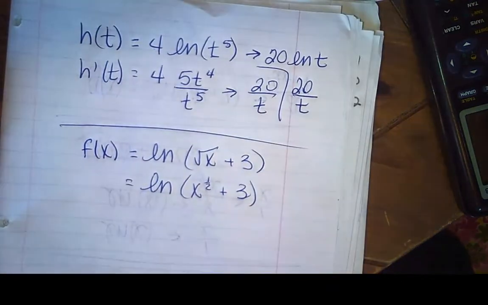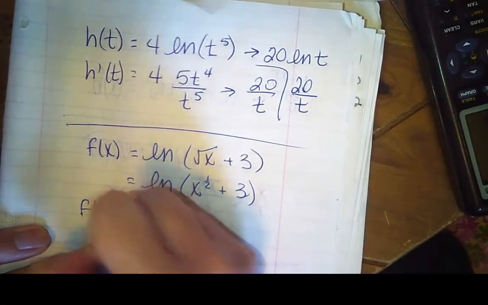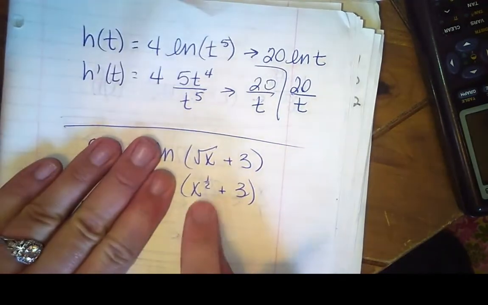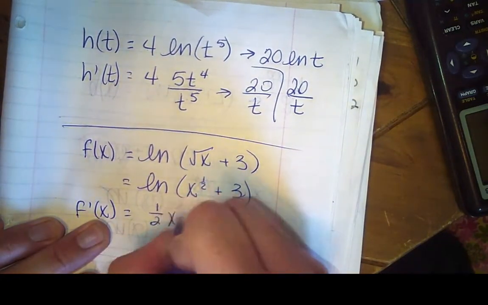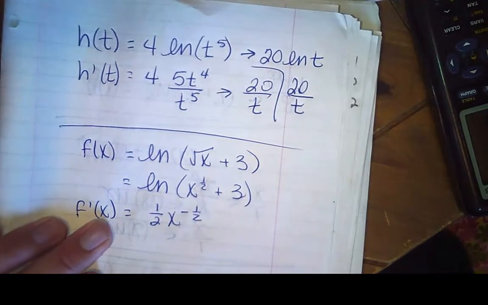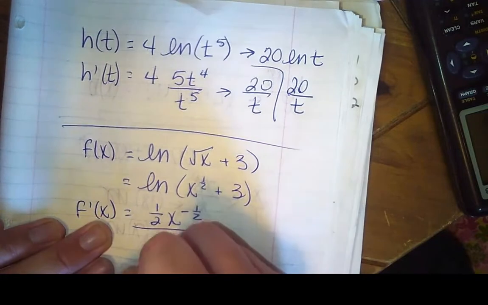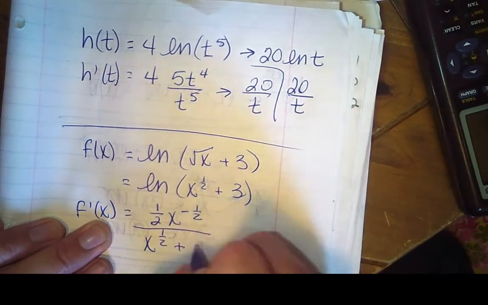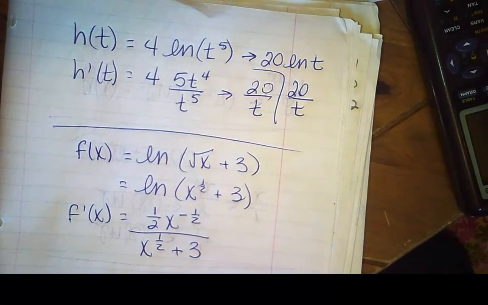So how do I take the derivative of a natural log? I take the derivative of the argument. So what's the derivative of x to the 1/2? It is 1/2 x to the negative 1/2 over the argument itself, which is x to the 1/2 plus 3. And you can clean that up. It is possible to clean that up, but I'm not going to. I'm just going to leave it like that because I can. All right.